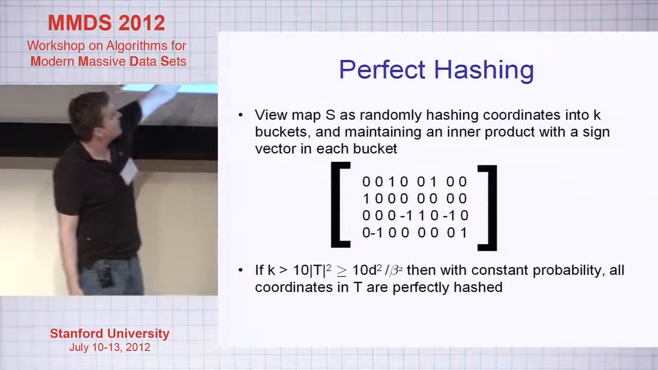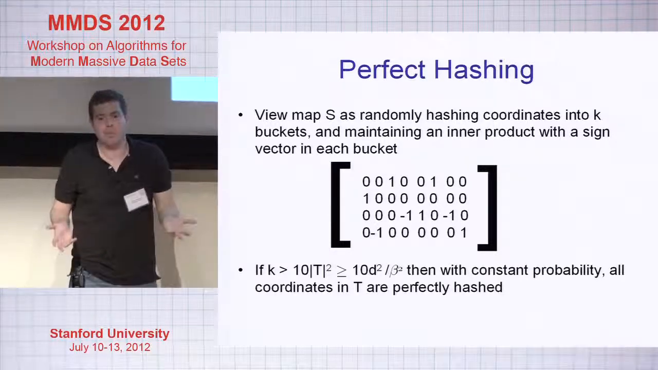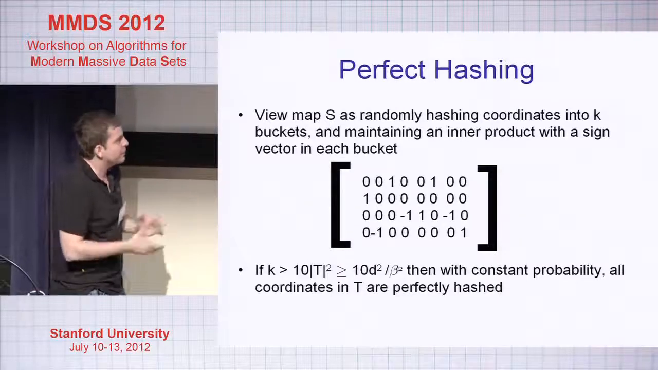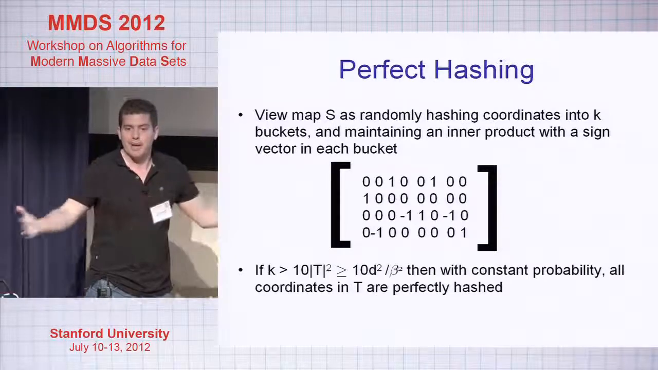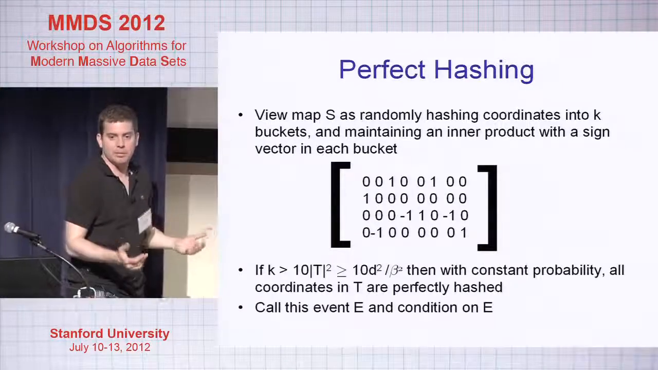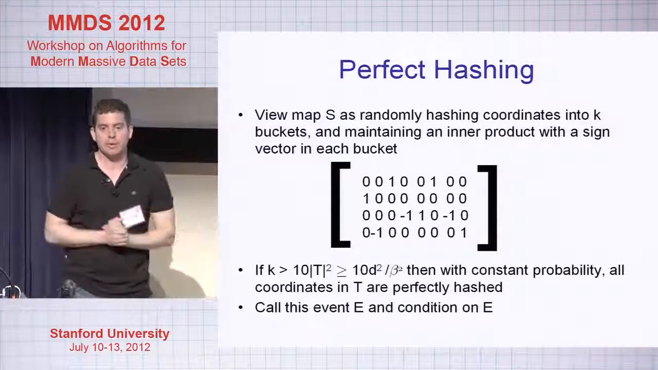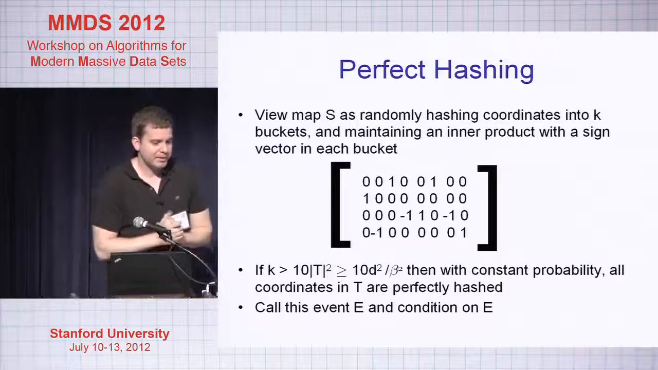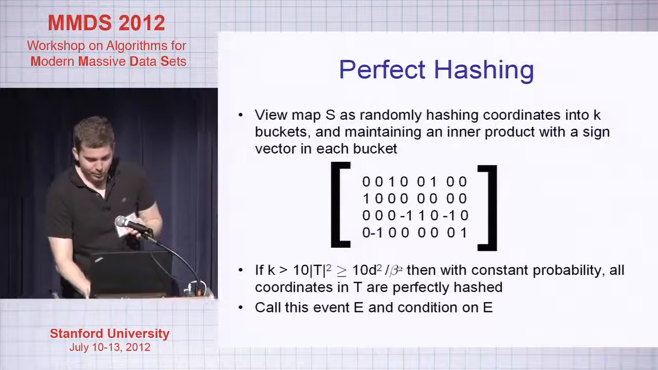So if k is at least 10 t squared, and the size of T is at most d squared over beta squared, it's all those coordinates which could ever be large. Then with constant probability, all the coordinates in T get perfectly hashed by this mapping. Call this event E, which only holds with constant probability. And let's condition on this event E in the remainder of the talk. So in some sense, this is how we deal with the heavy coordinates. More on this in a second.